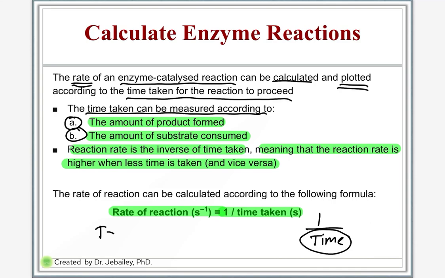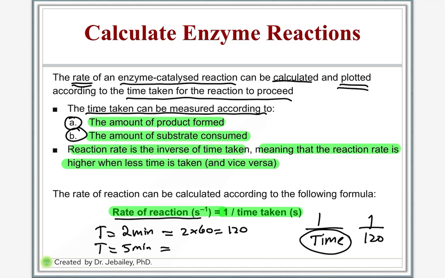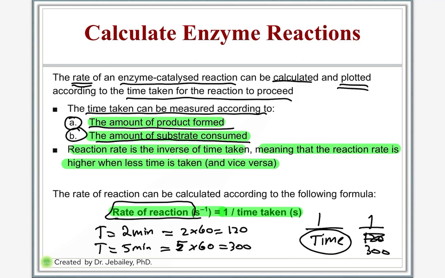So let's say the time to make a product took 2 minutes. You have to put it in seconds, so that would be 2 times 60, which is 120. So it would be 1 over 120, and you will find the rate of the reaction. Or you can say the time that it took the substrates to be completely consumed was 5 minutes. That will be 5 times 60, which is 300. Then you put the 300 in, and you will find the rate of reaction. As long as you're finding one of the 2, the amount of product formed or the amount of substrate consumed, once you find the time for one of these, you plug it into the equation, and you will find the rate of reaction.